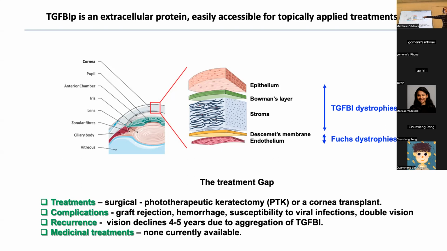The biggest problem is that the condition reoccurs in about 5 to 6 years. So all of this needs to be repeated. And cornea transplants have a certain limitation on how many times you can get them. And currently there are no medicinal treatments which we know of which are available for this type of condition.